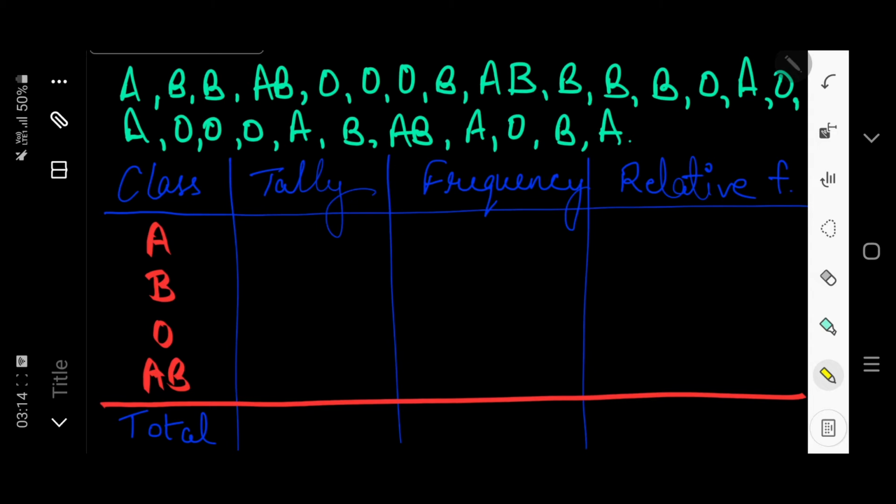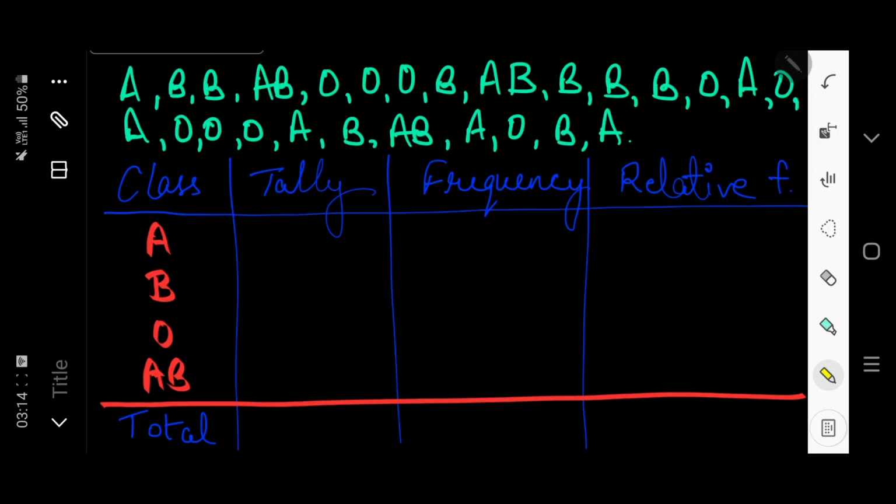So I have already made the outline of the table, where in the first column we have the class, which is the blood type. So here I have written A, B, O, AB. These are the blood groups. Then the second column contains the tally, where we will write the tally marks, and after that there is frequency, and in the last column there is relative frequency. We will count after writing the tally and frequency.